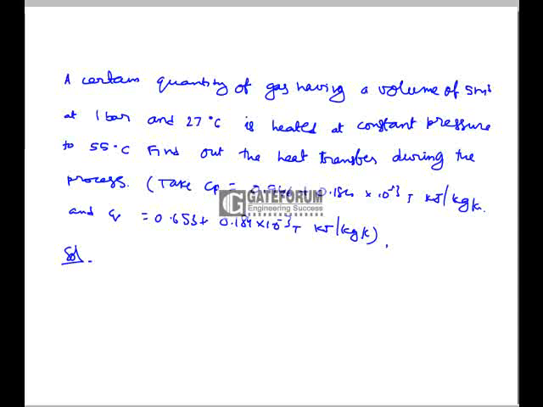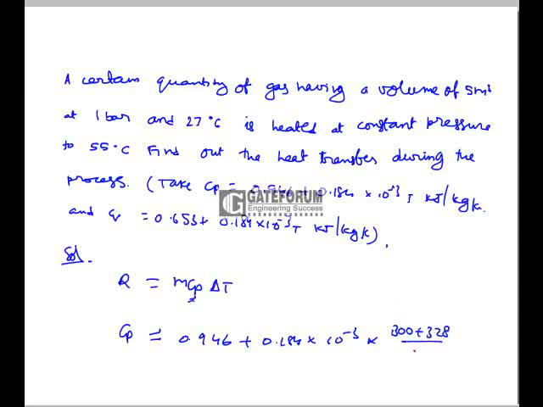So here, in a constant pressure process, the heat transfer is given by mCp delta T. Here, given that Cp is a function of temperature, take the mean value of Cp, that is Cp is equal to 0.946 plus 0.184 into 10 power minus 3 into (300 plus 328) by 2, which gives a value of 1 kilojoule per kg Kelvin.